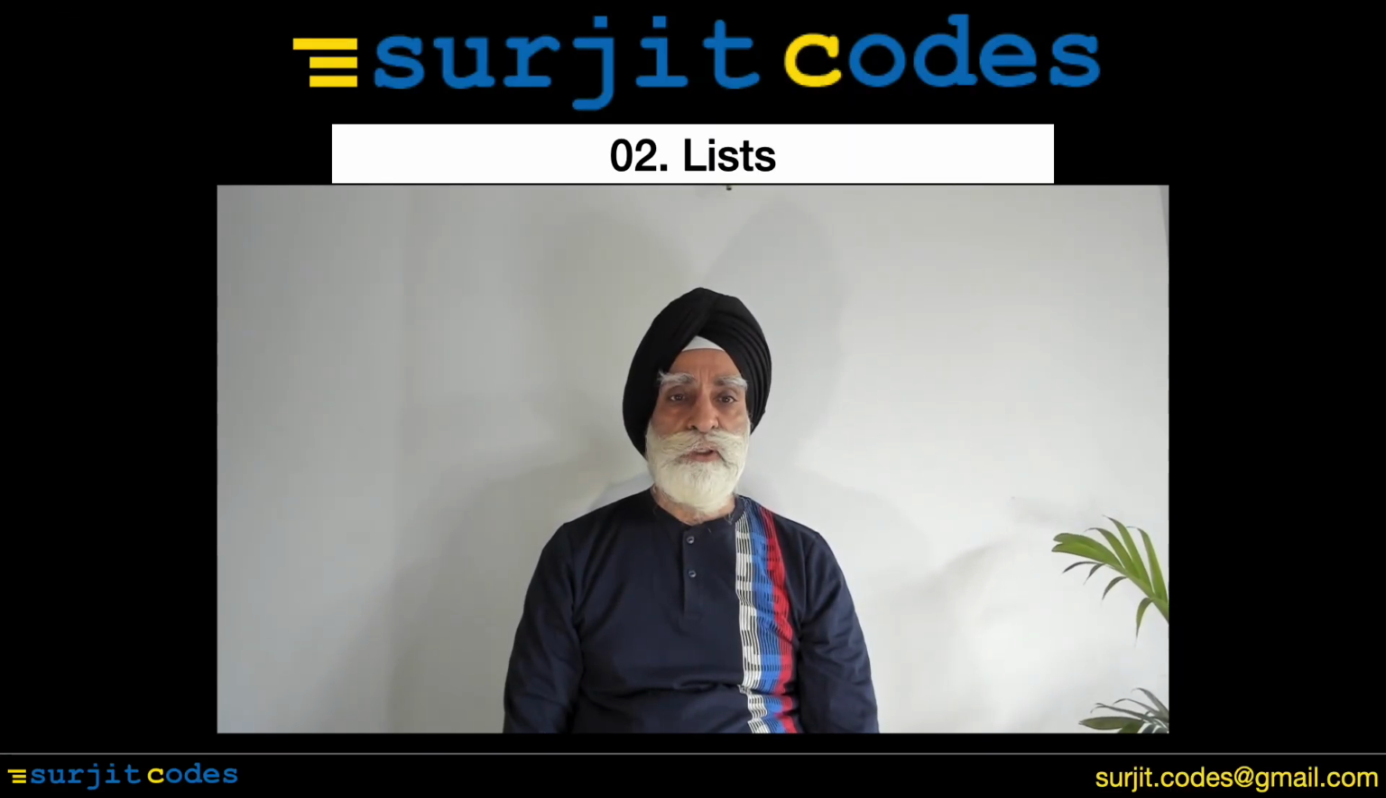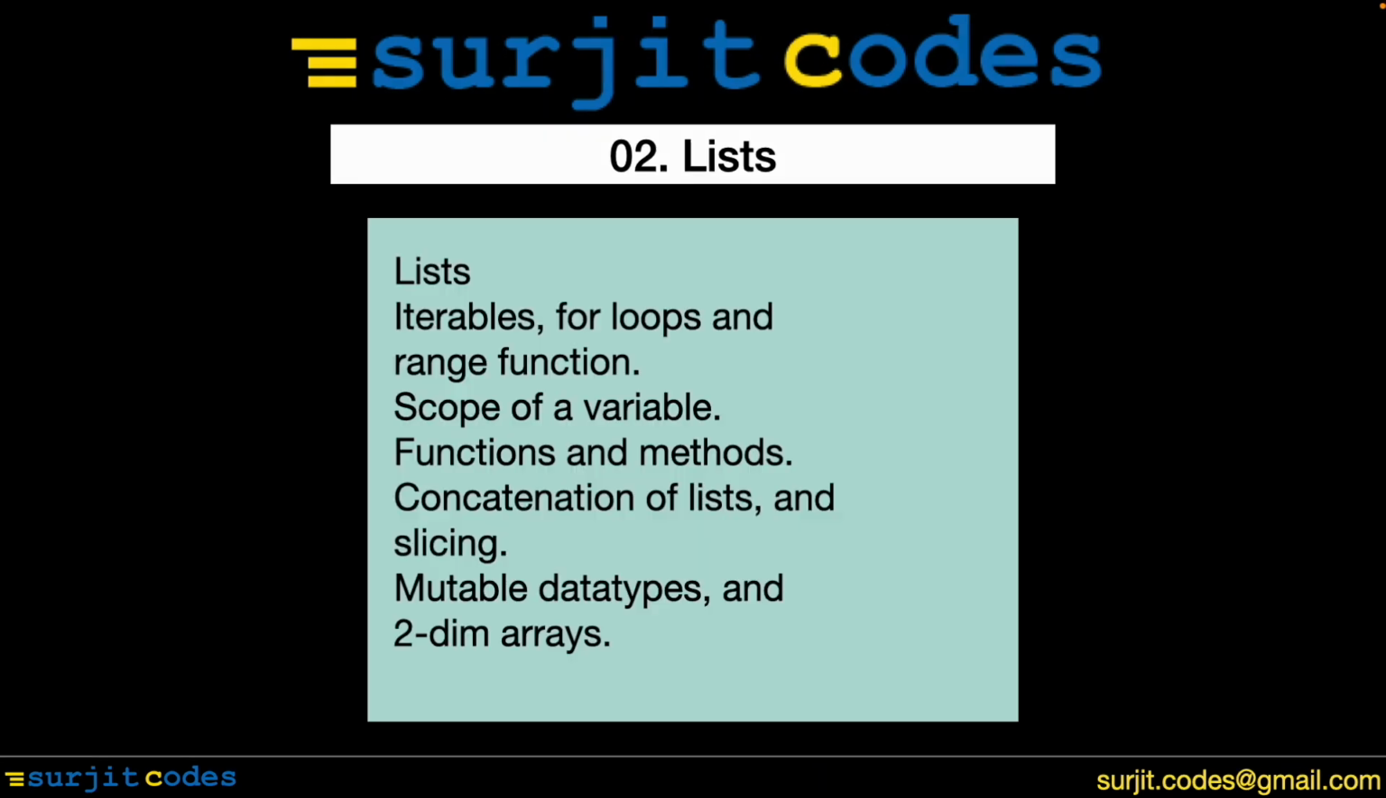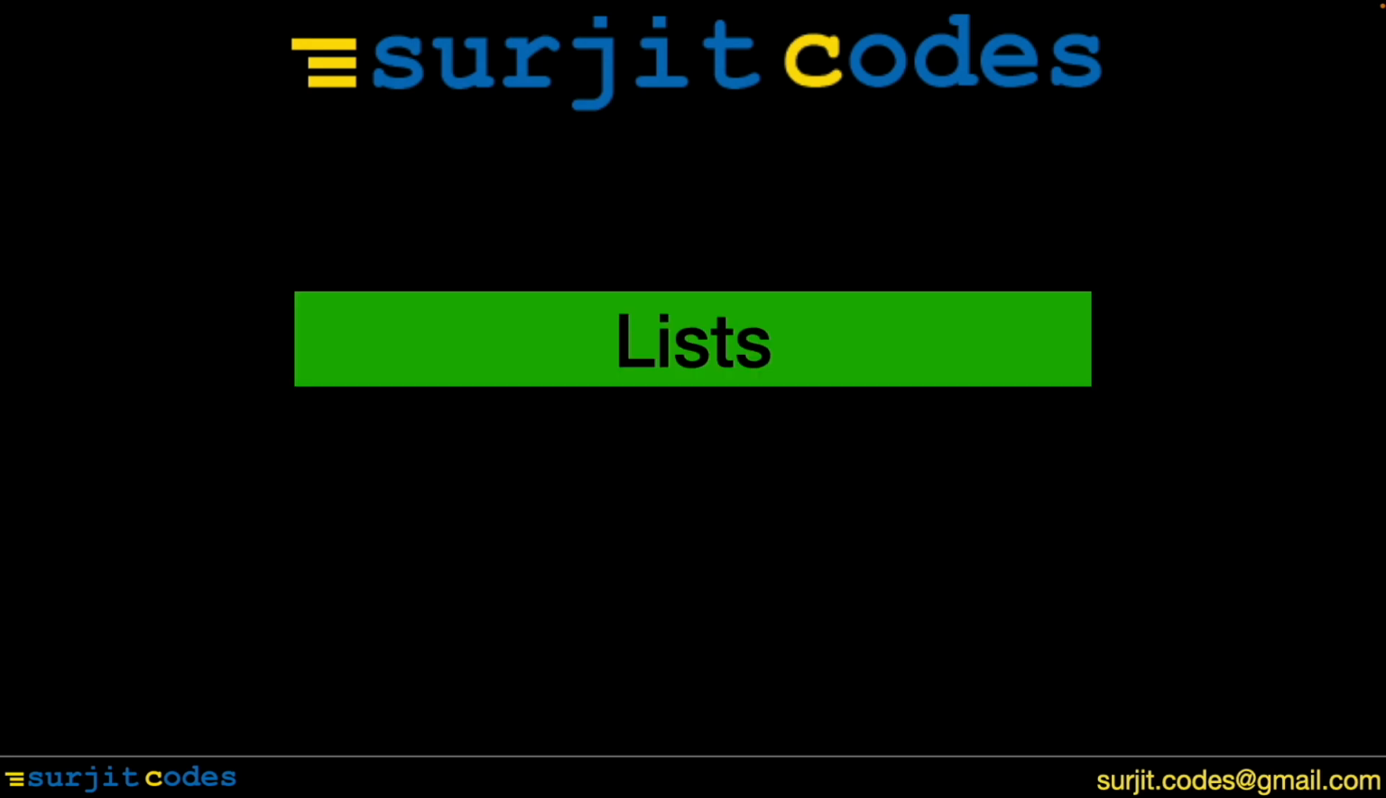In this video on Python programming, we'll discuss another data type named list. It is much more than the array data type used in other languages. Let us begin. In this session, we shall define lists, iterables, for loop, and range function, scope of a variable, functions and methods, concatenation of lists and slicing, mutable data types, and two-dimensional arrays.